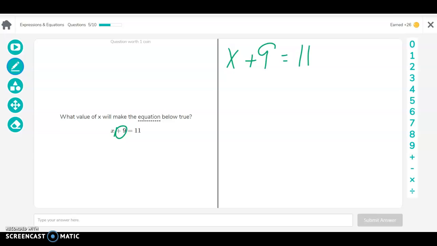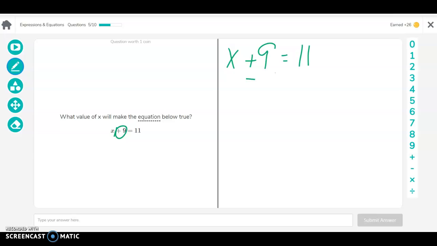Alright, x plus 9 equals 11. So there's a few ways you could solve this. You can just look at this and go, well, 9, 10, 11, and count up, and x would equal 2. But we're trying to get you away from that because you're going to have a lot more difficult problems in the future. So this is going to be a little bit easier for you to solve.